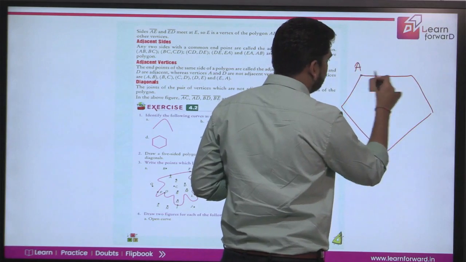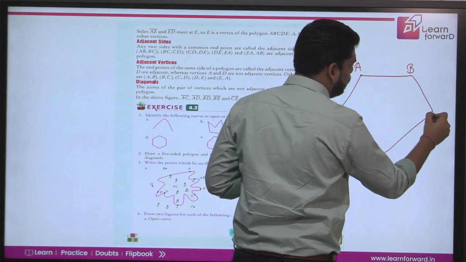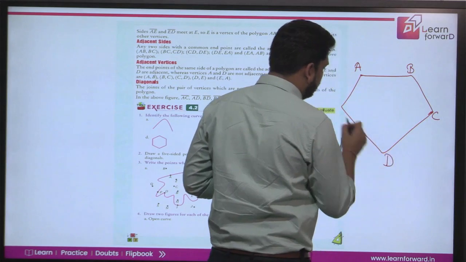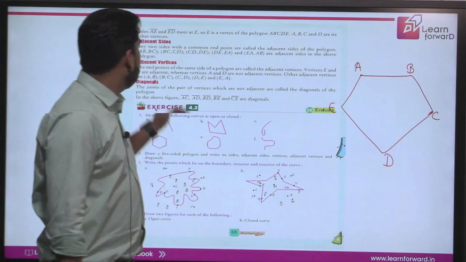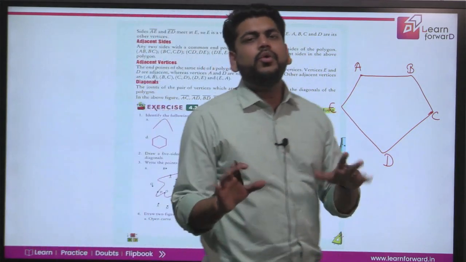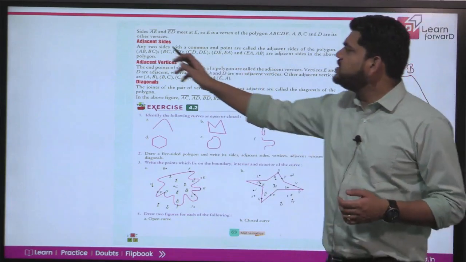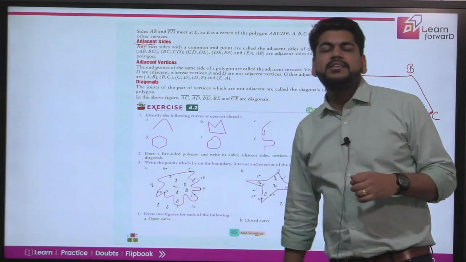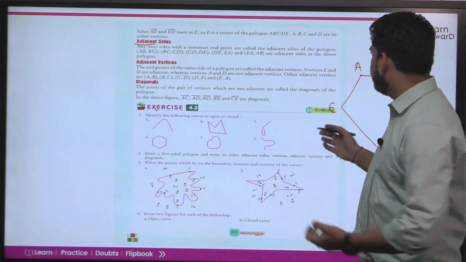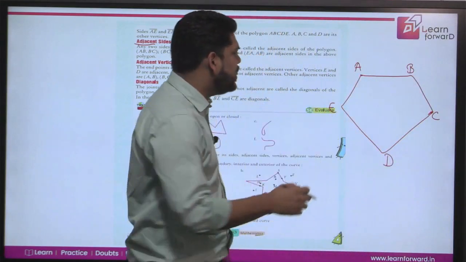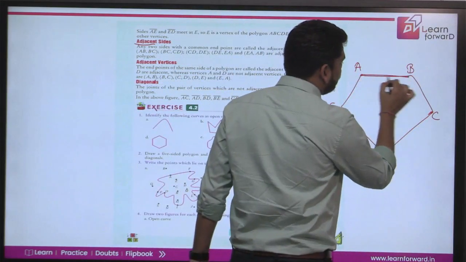A, B, C, D, E. Fine. Now what are adjacent sides? You already know what sides are. Adjacent means neighbor. Adjacent means your neighbor. If I say AB is a line segment, it's a side.